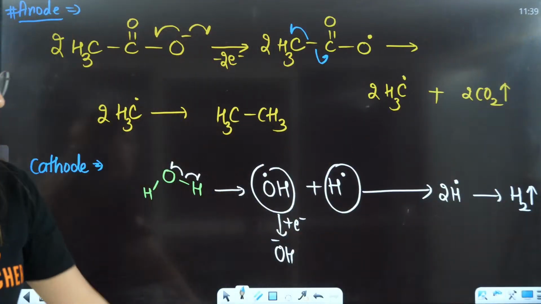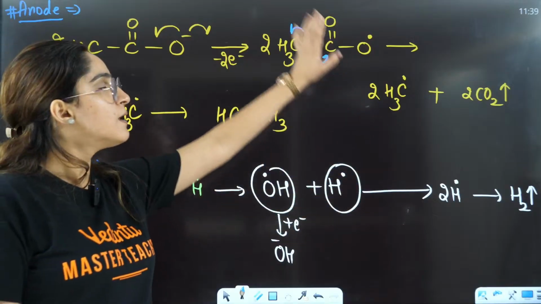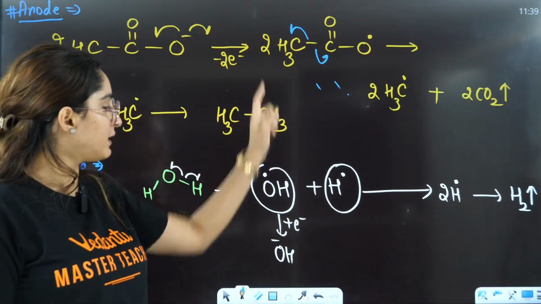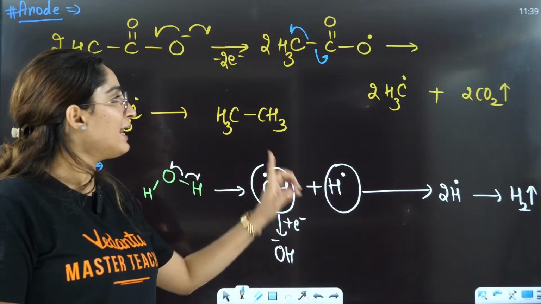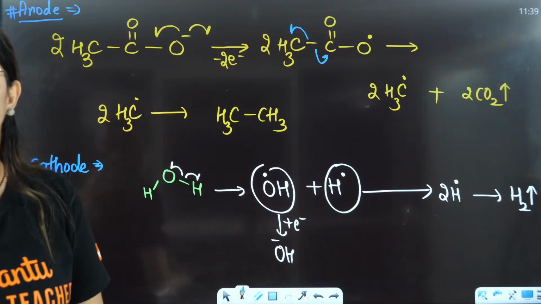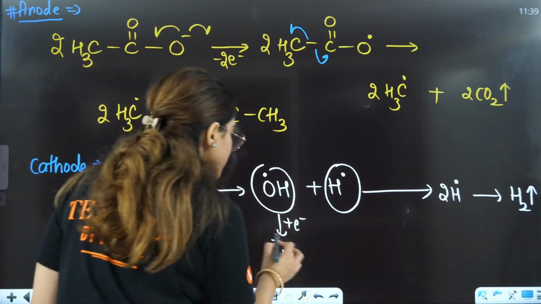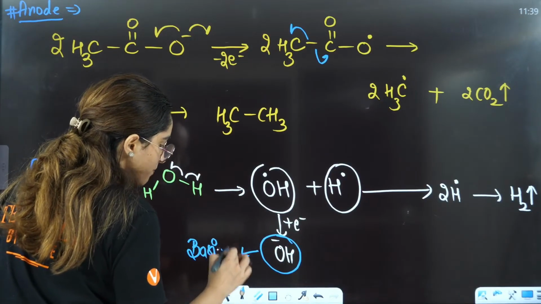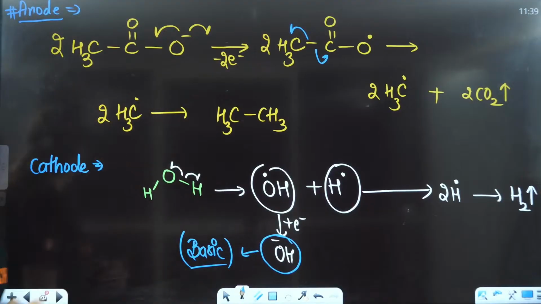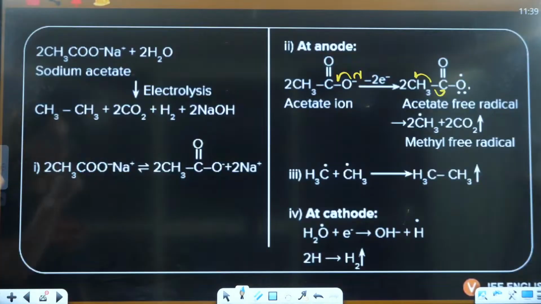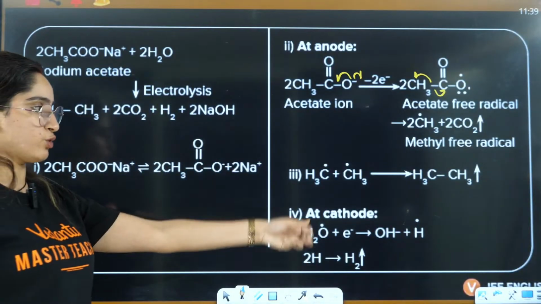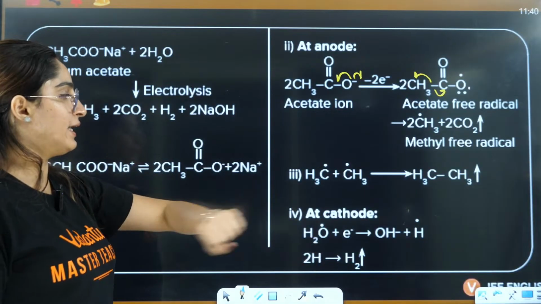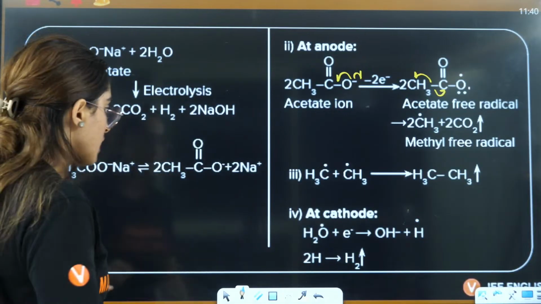H2 is formed, H2 is liberated at the cathode, carbon dioxide is liberated at the anode, and alkane is formed at the anode. And what is the medium? The medium is a basic medium. It is a basic medium, that you should remember. Okay, that you should remember. Right, okay guys? Okay, this is what they can ask you. What is formed at the cathode? What is the medium? All these things. Okay?